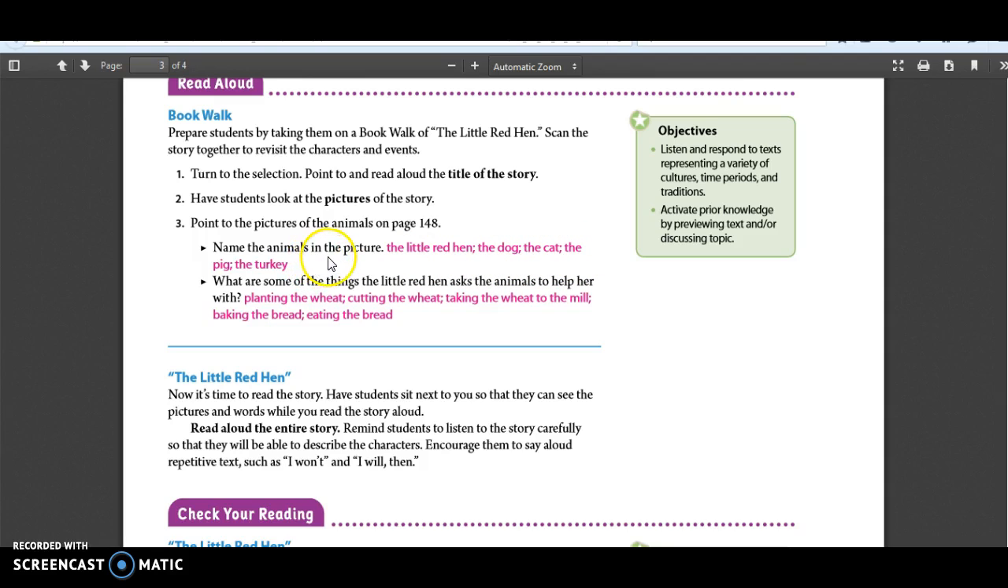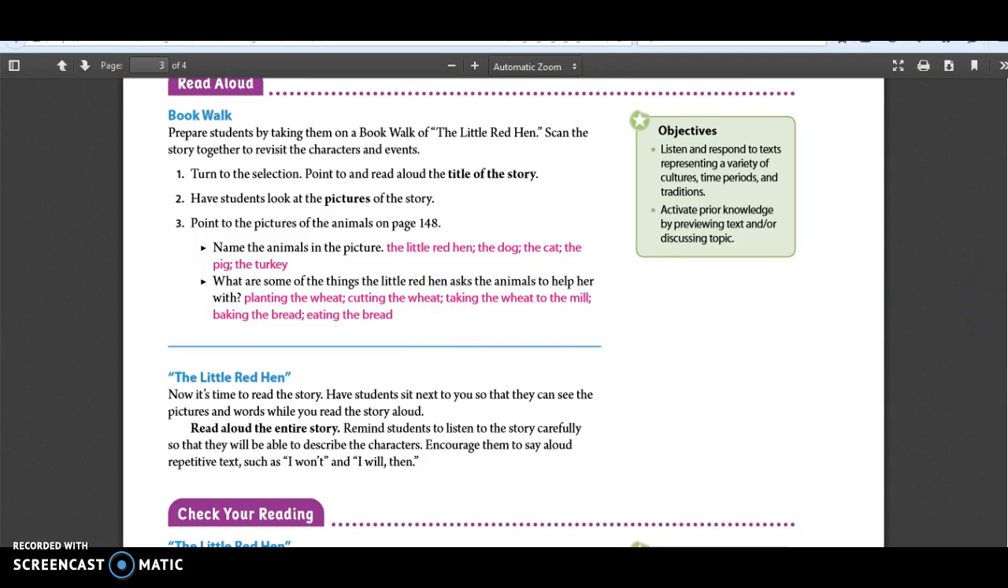You can ask your student what are some of the things that the little red hen asks the animals to help her do. Let them answer that question. Some answers that we're looking for is planting the wheat, cutting the wheat, taking the wheat to the mill, baking the bread, and eating the bread. These are some of the activities that the little red hen asked the animals to help her do in this story.